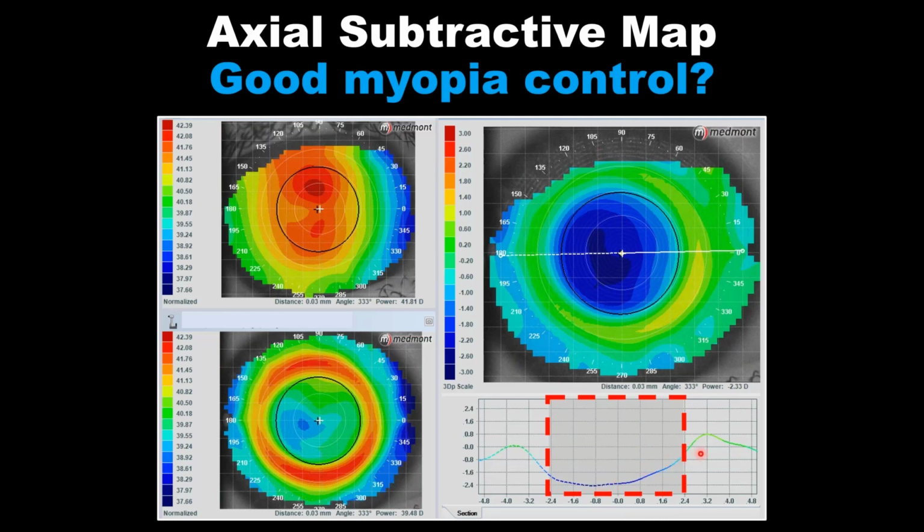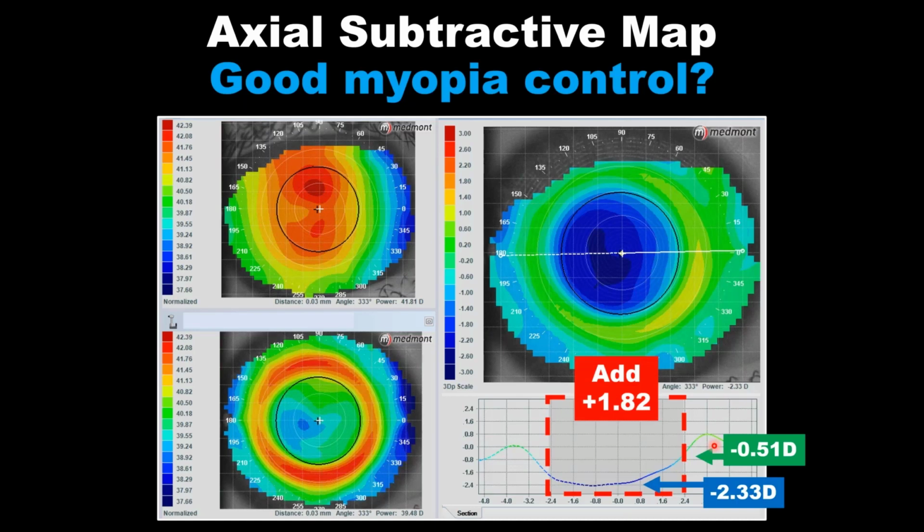We have at least 2 studies now that show us the greater the spread of power within the pupil, the better the myopia control. And we might look at the most minus in the center, 2.33 diopters, and the least minus at the pupil border, about a half diopter. There's a distribution of 1.82 diopters of plus power.